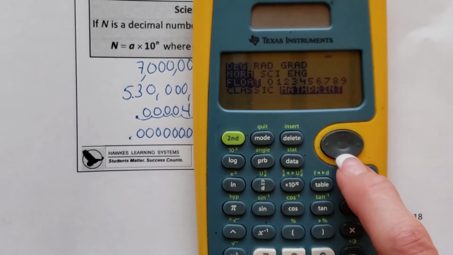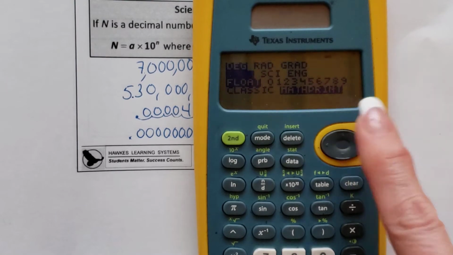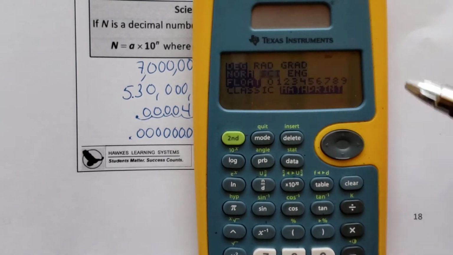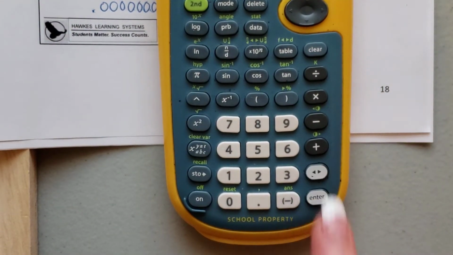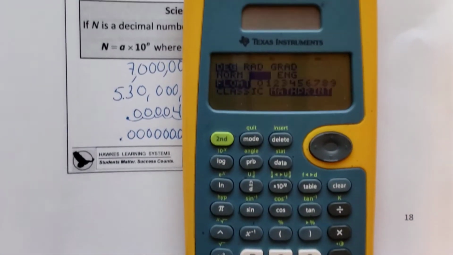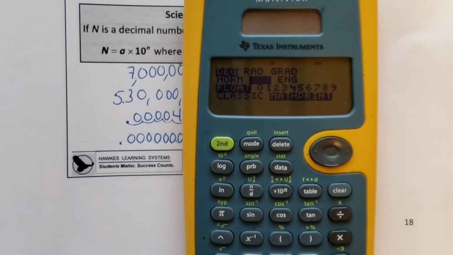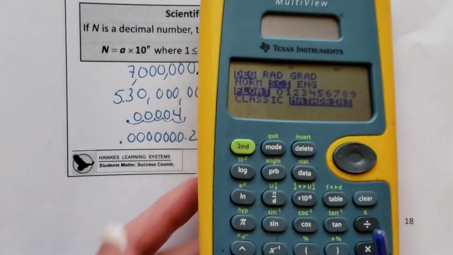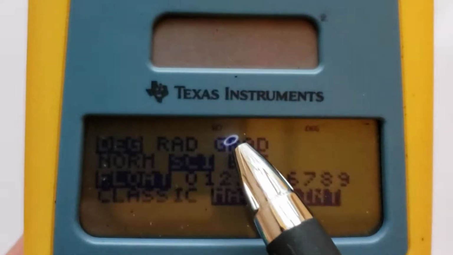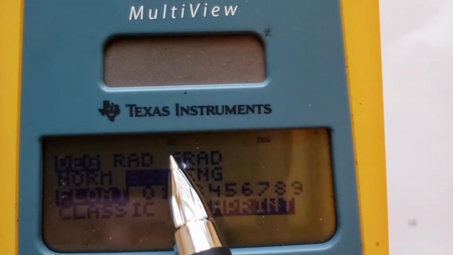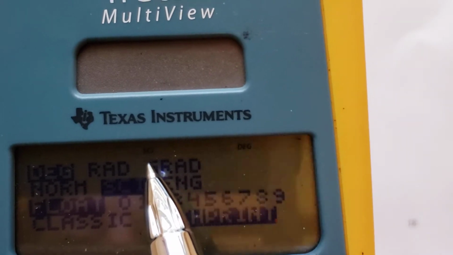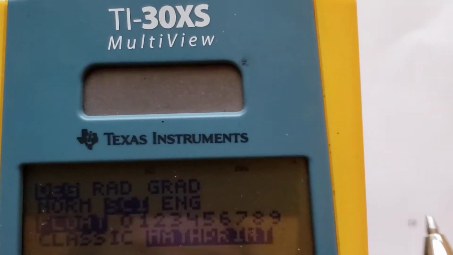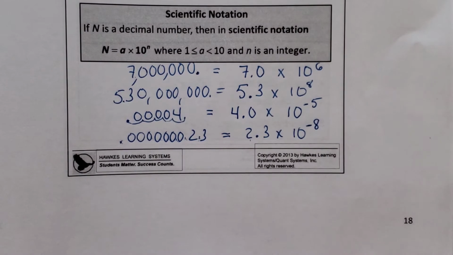And the way we're going to do that is we're going to move our arrows down and right, and now do you see that it's blinking? In order to set that, I'm going to hit my enter button. That means I'm picking scientific notation. It's still blinking. I know I hit enter because if you look right there, very, very tiny in the middle of the screen at the very top, it says SCI. That means that we have now placed our calculator in scientific notation mode.